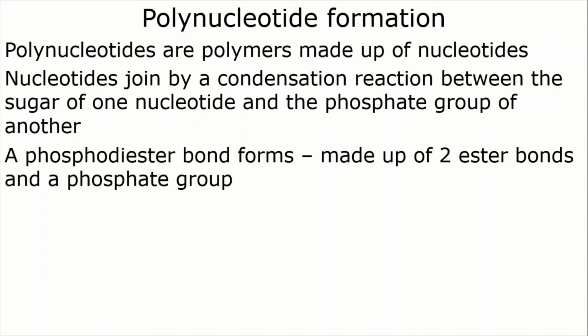And when this condensation reaction occurs, it forms what's known as a phosphodiester bond. And again, the name gives away what this bond consists of. It essentially consists of a phosphate group, phospho, and 2 ester bonds, diester: phosphodiester bond.